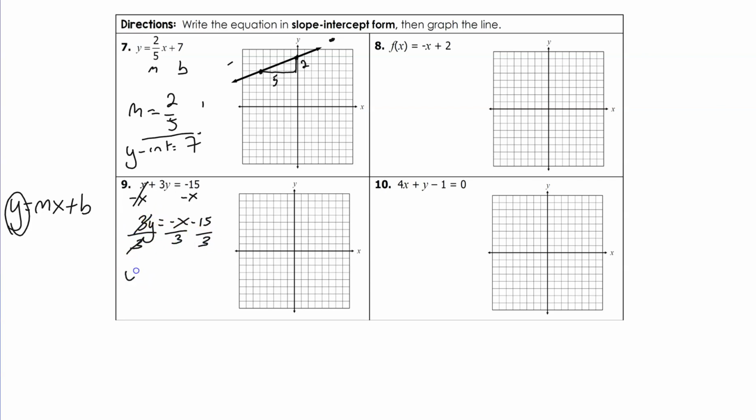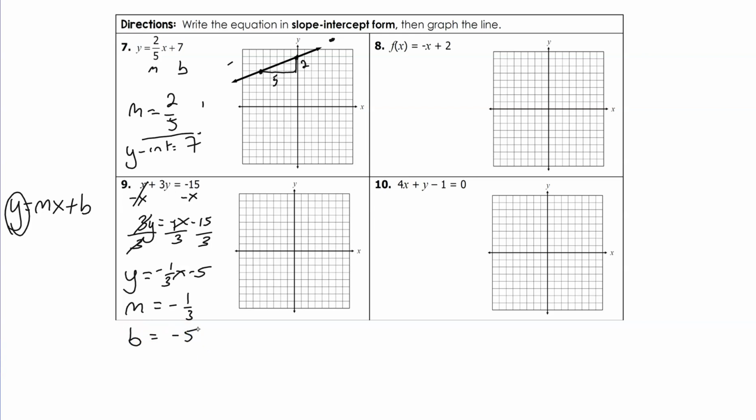These 3's cancel out, which just leaves me a y. There is that invisible 1 in front of that x, so that's negative 1/3 x, and negative 15 divided by 3 is a negative 5. So now I am in slope-intercept form, where my slope is negative 1/3, and my b, which is my y-intercept, is negative 5.